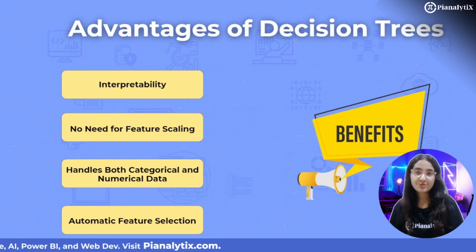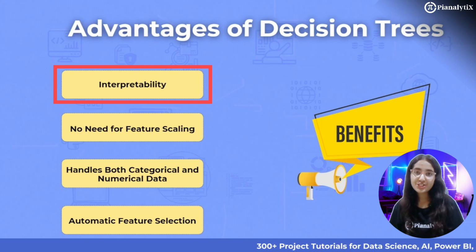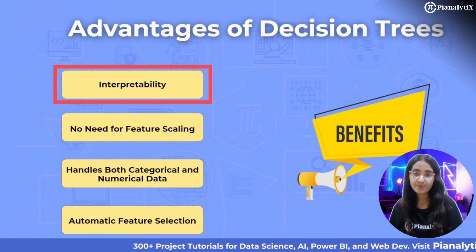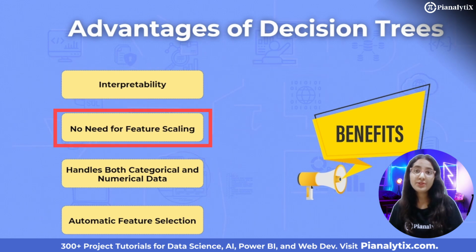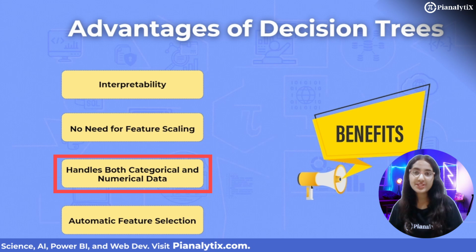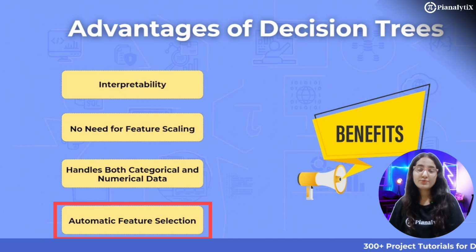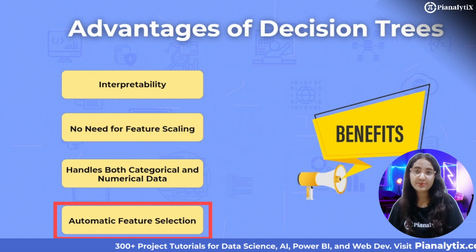Now, why use decision trees? They offer several advantages. First, interpretability. Decision trees are easy to visualize and understand. Even non-technical stakeholders can follow the logic of the tree. Second, no need for feature scaling. Unlike many other algorithms, decision trees do not require normalization or standardization of features. Third, handles both categorical and numerical data. Decision trees can work with a mix of numerical and categorical features. Fourth, automatic feature selection. The algorithm automatically selects the most important features through the splitting process.